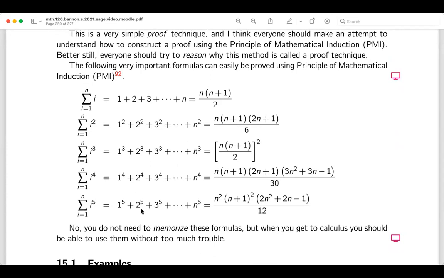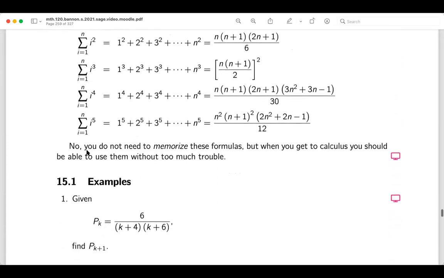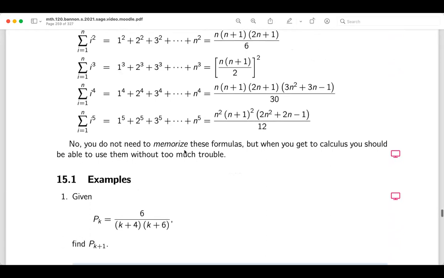Now, we're more interested in you being able to prove these over here than to remember them. So at this point, you don't need to memorize this stuff. When you get to Calc 1, you should try to memorize at least some of that stuff that we presented to you. PMI is an important proof technique.